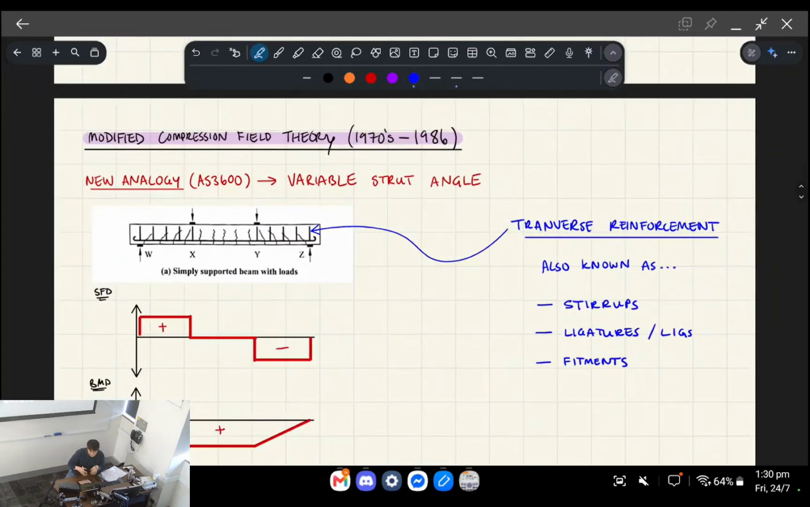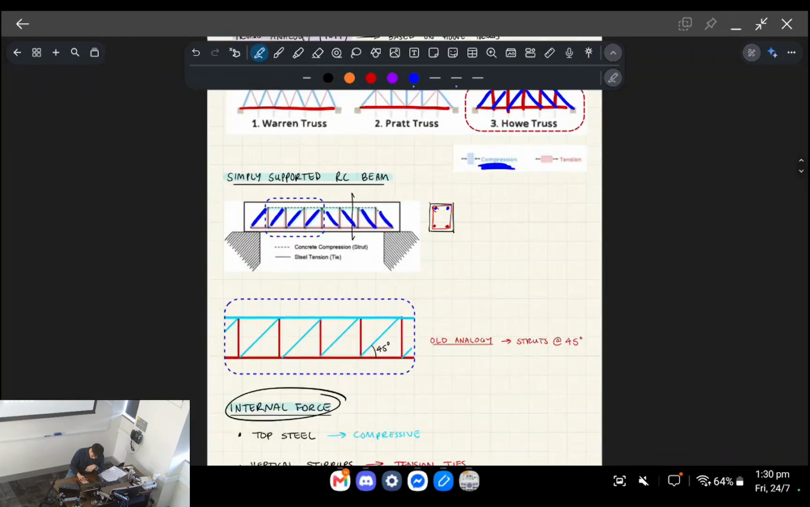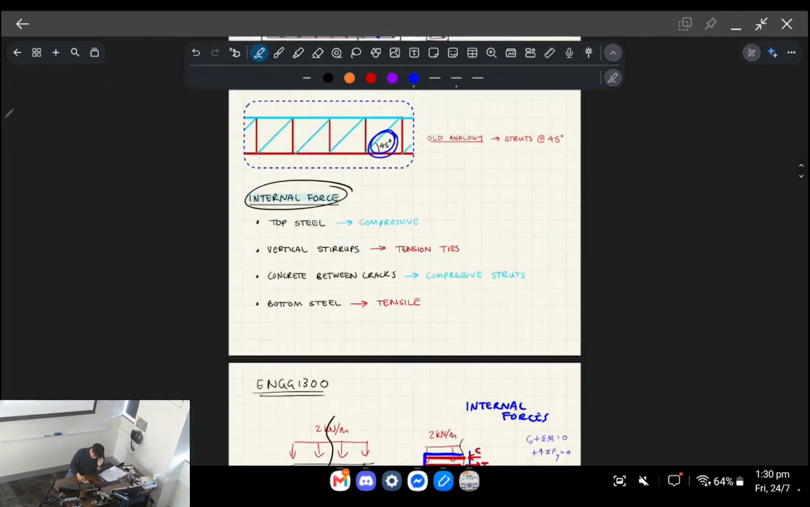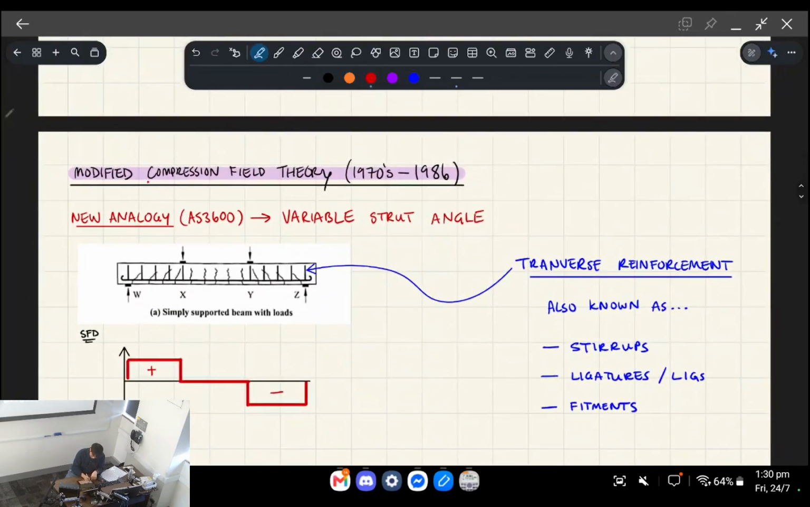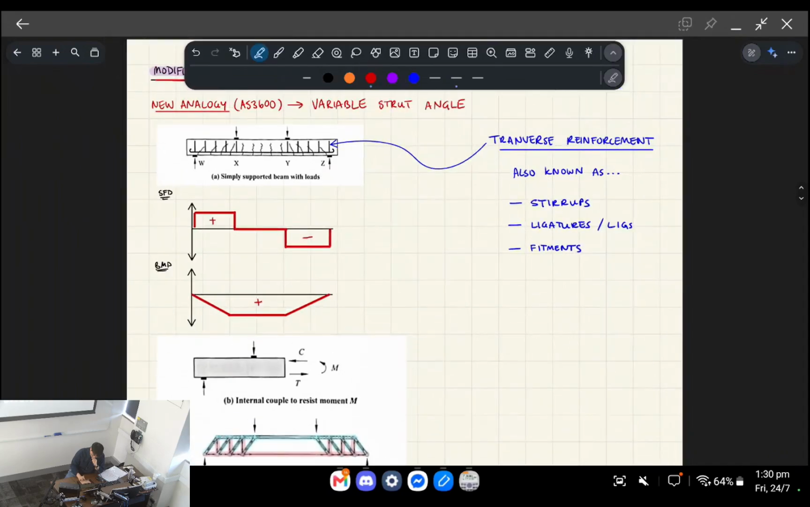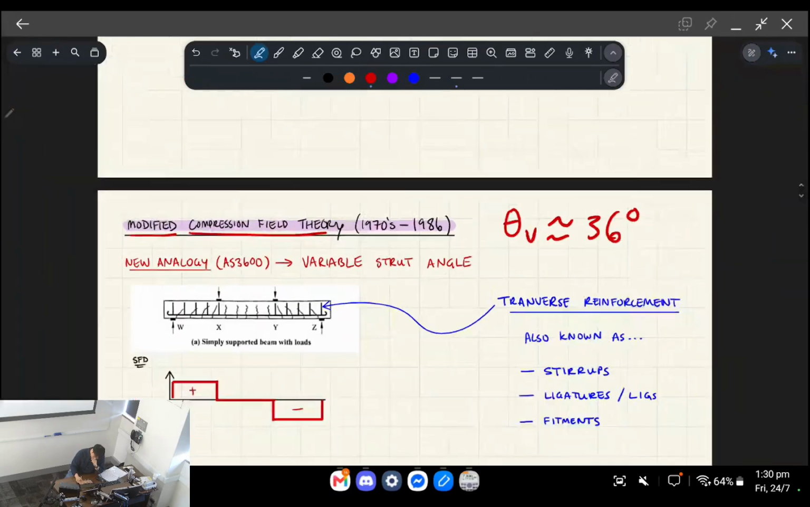So building on from the truss analogy. The truss analogy is essentially based on the fact that these, we call them concrete compression struts, are inclined at an angle of 45 degrees from the horizontal. But there's theories, compression field theory, and then later modified compression field theory, which is basically saying we know this isn't always the case, right? You'll find that that angle of inclination is actually closer to 36 degrees rather than 45 degrees.